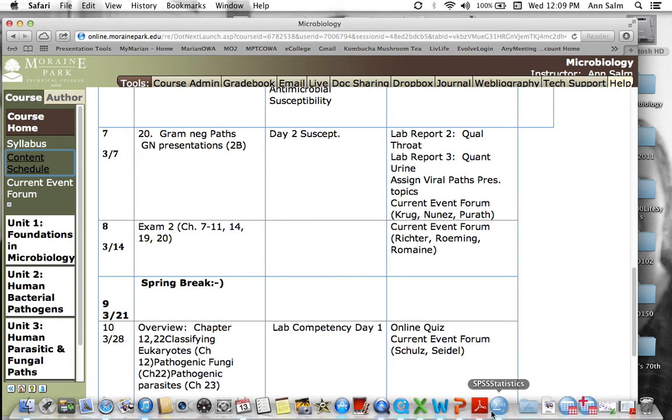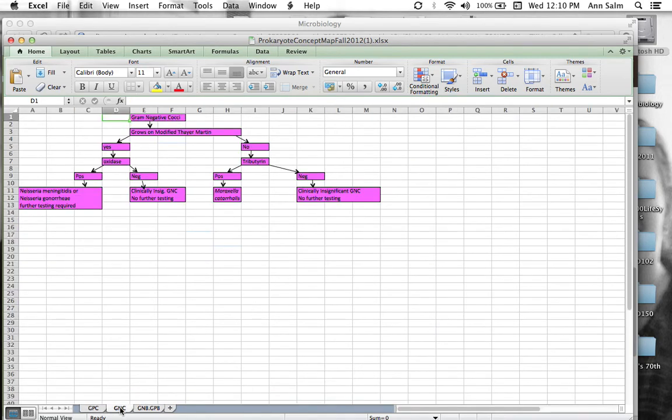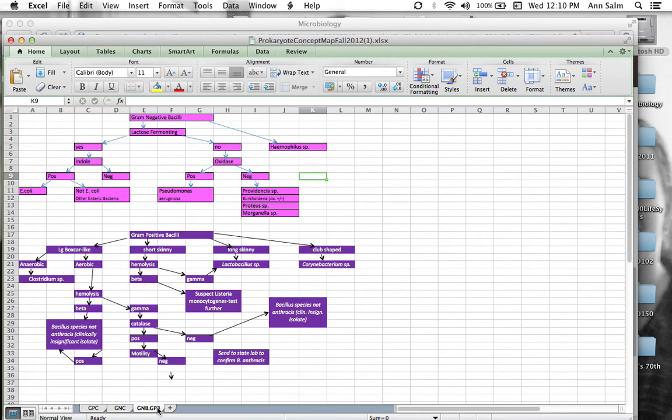So the other thing I want to draw your attention to is, again, this prokaryotic concept map, which has on these tabs below the GPC, the gram-positive cocci, a tab for the gram-negative cocci, and a tab for the gram-negative and gram-positive bacilli that you are going to want to understand the genera of and be able to reference with relative efficiency when you're taking the exams or quizzes.